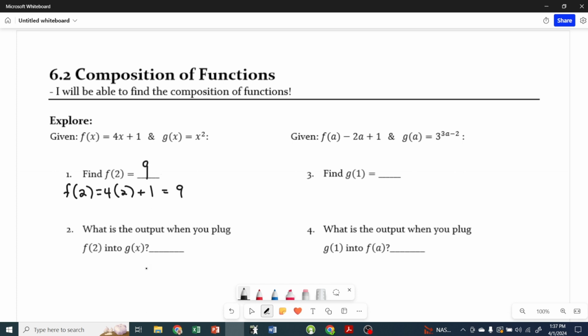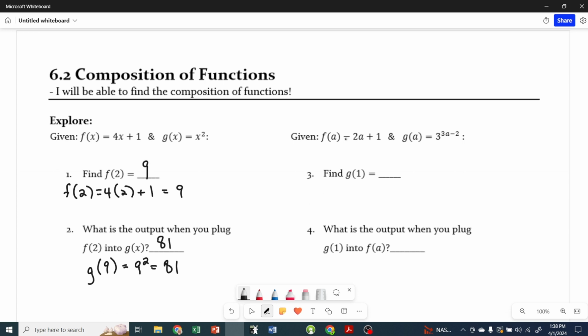Now what happens if we plug that into g of x? So our output from f, we plug it into g. Well, at that point, that would be g of 9. So that would be 9 squared, which is 81.